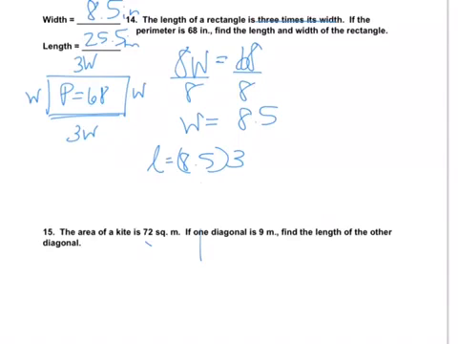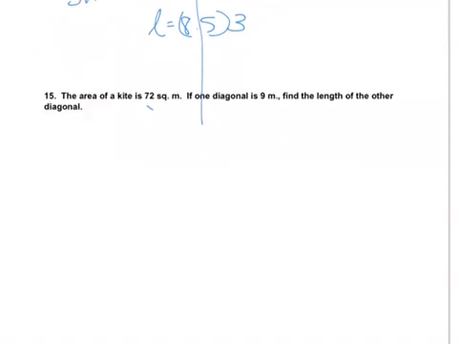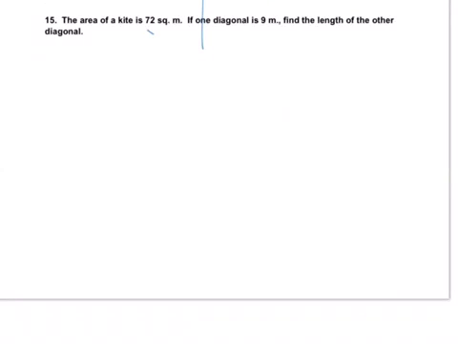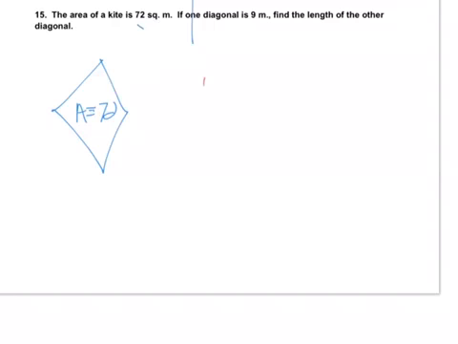Now for number 15, whoops. The area of a kite, I'm going to erase that real quick, if I can. Nope. It won't let me. So, the area of a kite is 72 square meters. So we have a kite here. And area equals 72. And the formula for a kite is D1 times D2 all divided by 2.